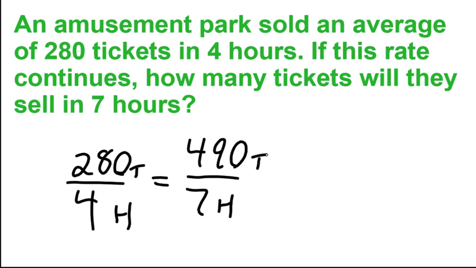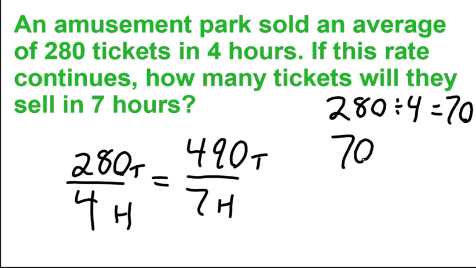Are there other ways to do a problem like this? Yeah. You could take the 280 tickets and divide it by 4. And what that would tell you is every hour they would sell 70 tickets. Well, if they're selling 70 tickets every hour, to figure out how many they sell in 7 hours, you just multiply that by 7, and again, we get the 490. If you look, it's the same math, isn't it? You multiply by 7 when you cross multiply in the proportion, and you divide by 4, we're just doing it in the different order.